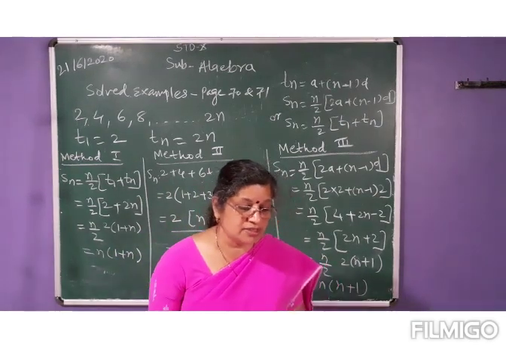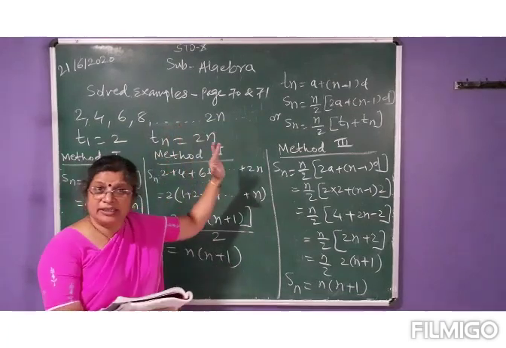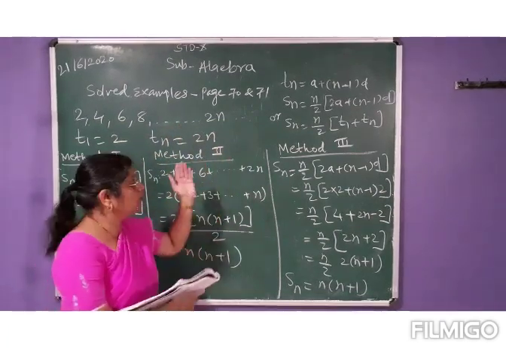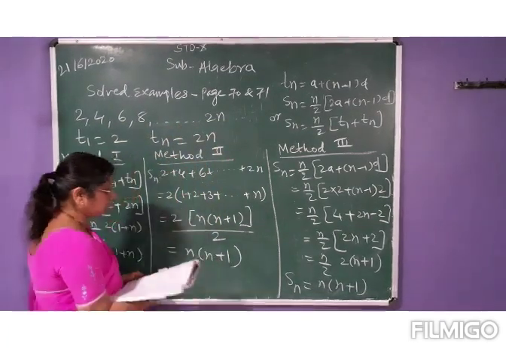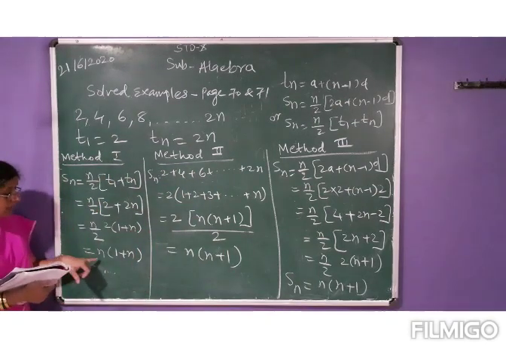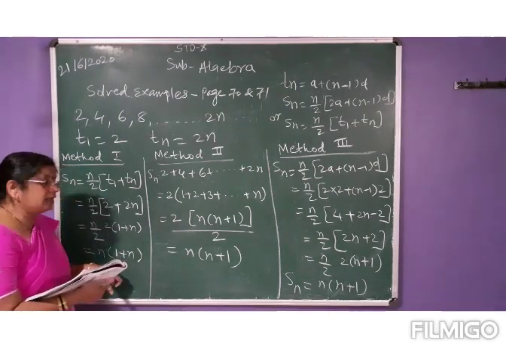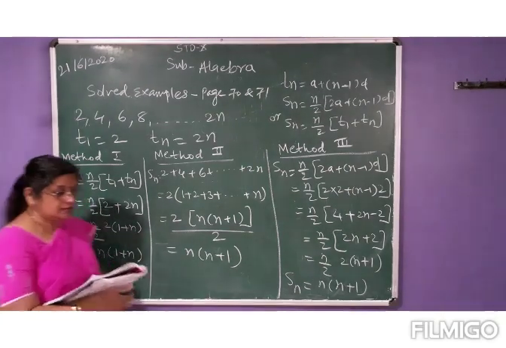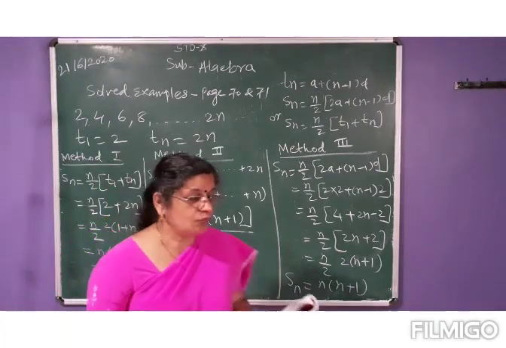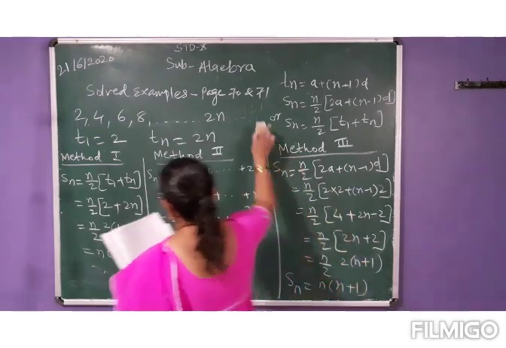Find the sum of first n odd natural numbers. This we have seen for n even natural numbers. Now here we will see, this is the answer. What is the answer for even natural numbers? Sn, what is the sum of all even natural numbers? n into n plus 1 is the answer. Now we will see for n odd natural numbers. Okay.